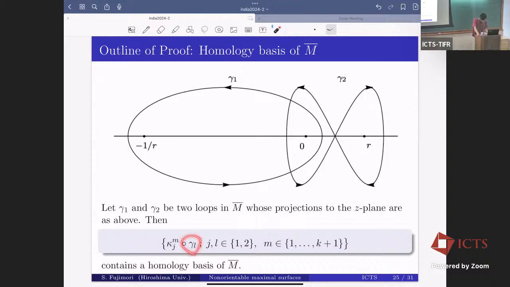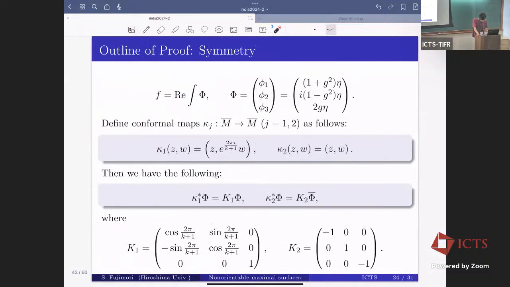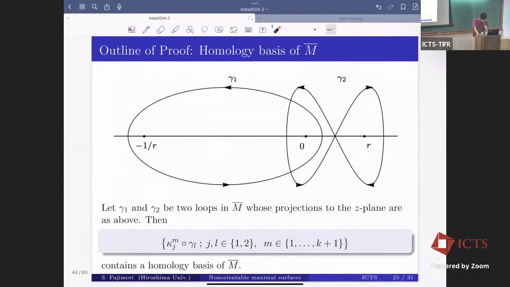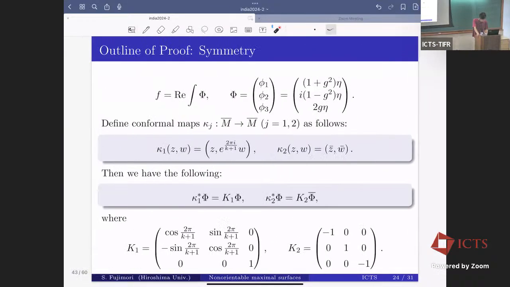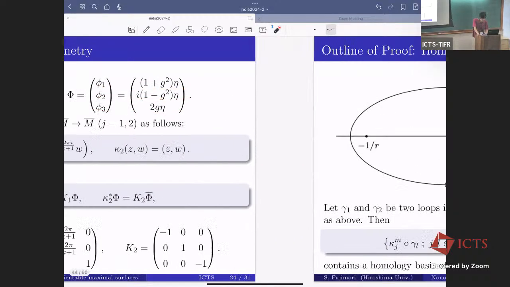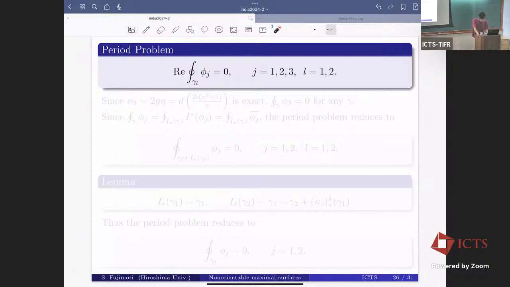So gamma L, gamma 1, gamma 2, and multiplied by kappa j several times contains a homology basis of M bar. And since we know this property, we only consider the loops gamma 1 and gamma 2, and phi j is this. This is phi 1, phi 2, phi 3. So 3 components and 2 loops. So we have 6 equations here. Now the period problem is reduced to 6 equations.